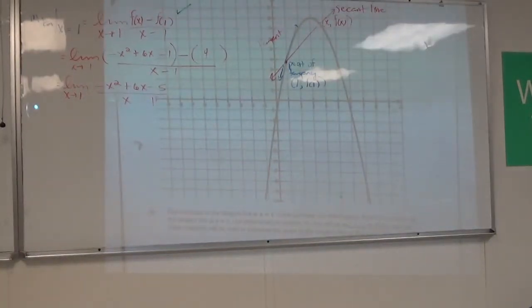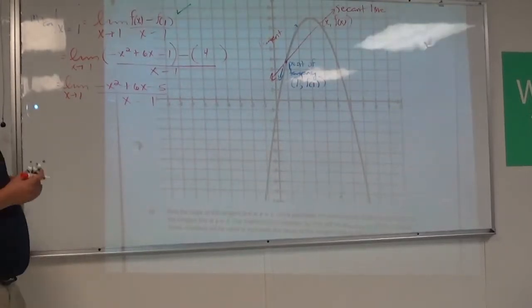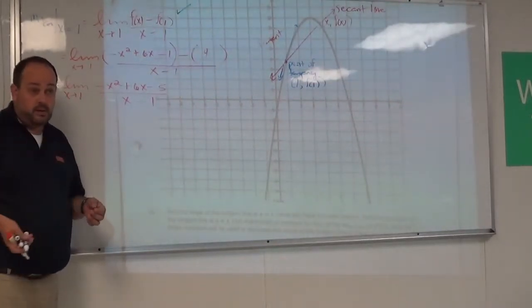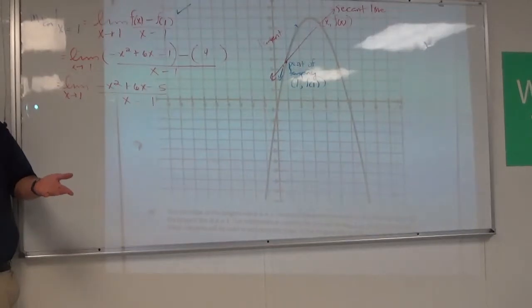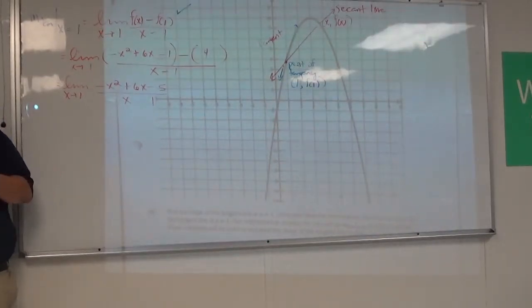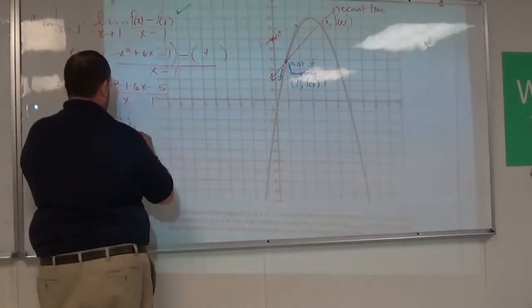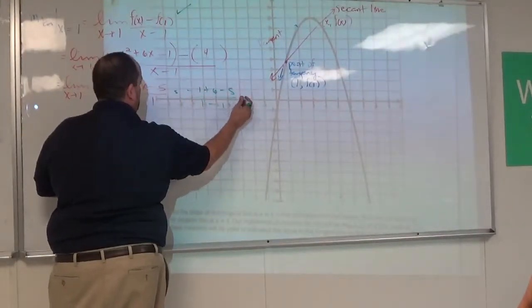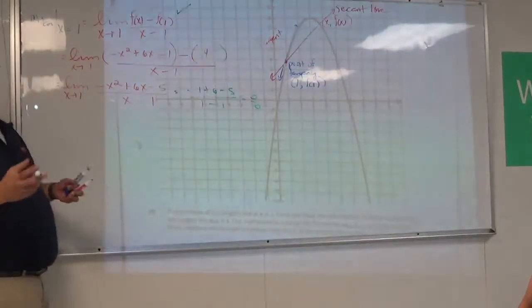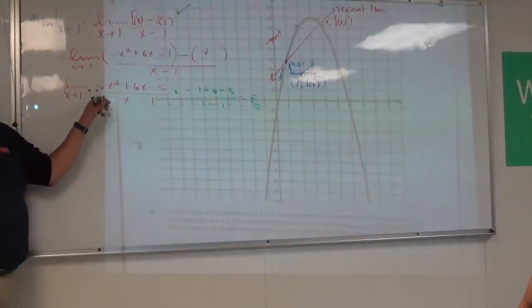All my limit masters, you know exactly what we're going to do. What are we going to do? Oh, you want to factor already. Did you already plug in and try? With limits, the first thing I normally do is try to plug in. If you plug in, you're going to get negative 1 plus 6 minus 5, 0 over 0. That doesn't work. So you're right, we want to factor.